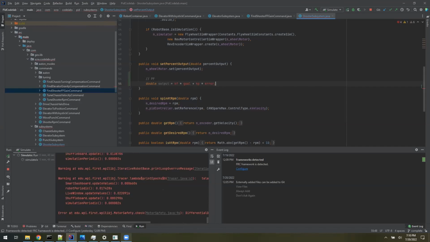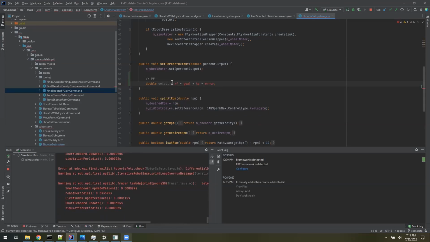The battery is probably at 12 volts. You don't really need to take that into play, because this is going to give us a percent output, so the -1 to 1 thing. That doesn't take battery voltage into account. But regardless of the battery voltage, it should get us pretty close.